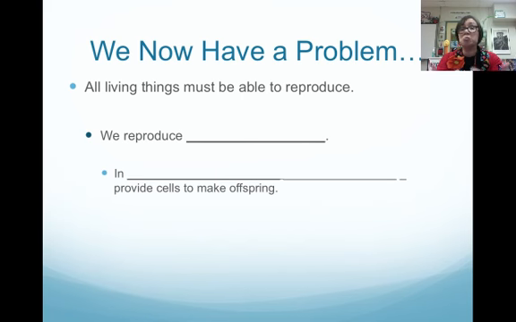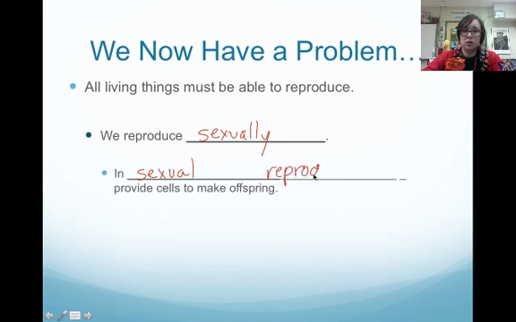Well, humans, we don't want to make clones. In fact, there's no other person exactly like me on the planet, and the same could be said for you unless you have an identical twin brother or sister. So we don't reproduce asexually. Instead, we reproduce sexually. So that means in sexual reproduction, it provides cells to make offspring.